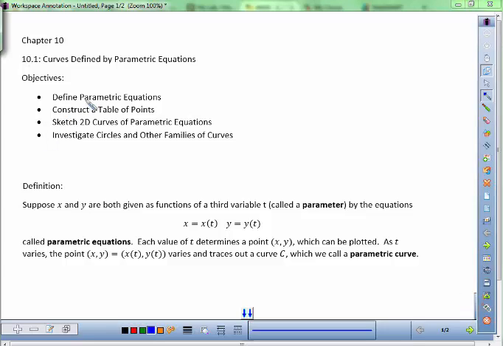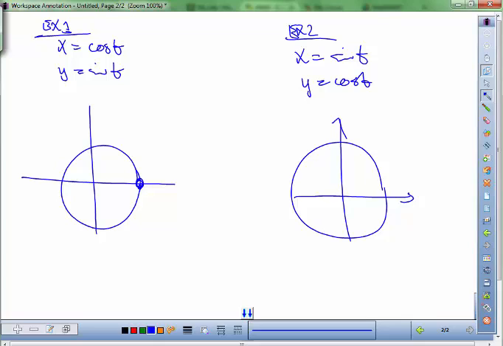Here's what we're going to do. This is a definition. And here are the two examples that we're working on. The first one: x is equal to cosine t, y is equal to sine t. That drew the circle. Then we have x is equal to sine t, y equals cosine t, where we switch x and y. That also drew a circle. But we saw that there was a difference in these drawings.